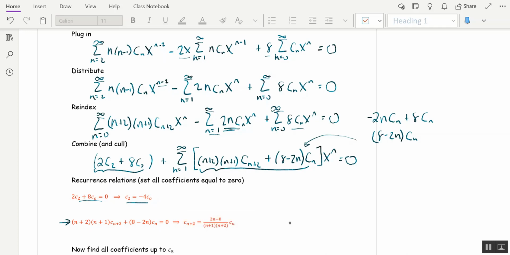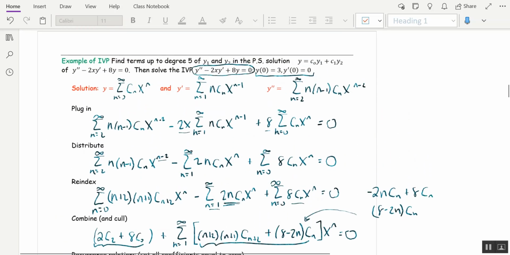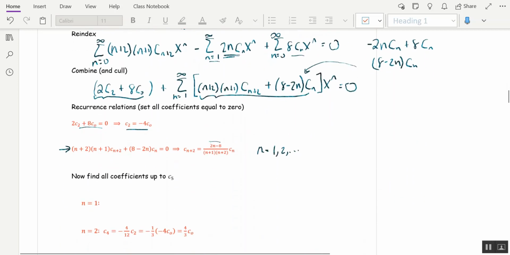And just make sure you understand what I did there. I had an 8 minus 2n, but over here it switches to 2n minus 8. And that's because I was subtracting. So you might want to pause the video and just check the math on that. And that's valid for n equal 1, 2, and so on. So I want terms up to degree, I believe, 5. So I need to go up to c5.